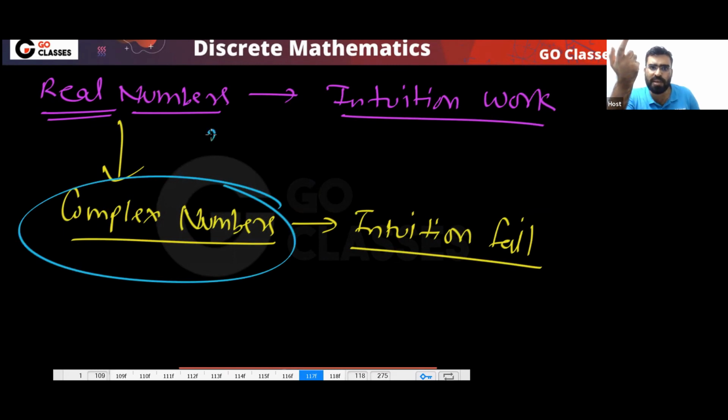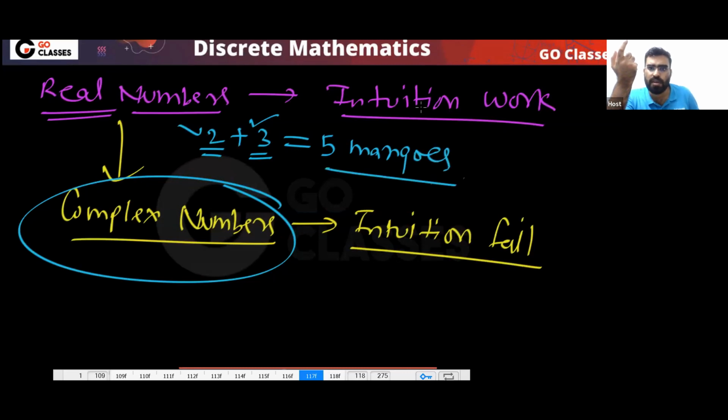For example, if I ask you, what is 2 plus 3? What is your intuition? There are 2 things, there are 3 things. For example, there are 2 mangoes, 3 mangoes. So total there will be 5 mangoes. So this is very intuitive, correct? Is this clear or not? So here intuition works. 2 mango plus 3 mango is equal to 5 mango. But for complex numbers, intuition will not work.